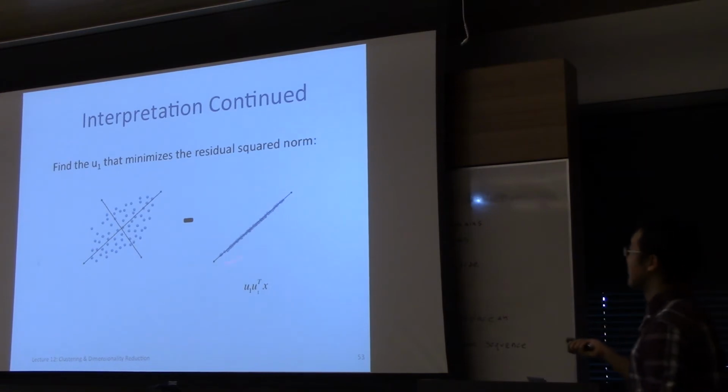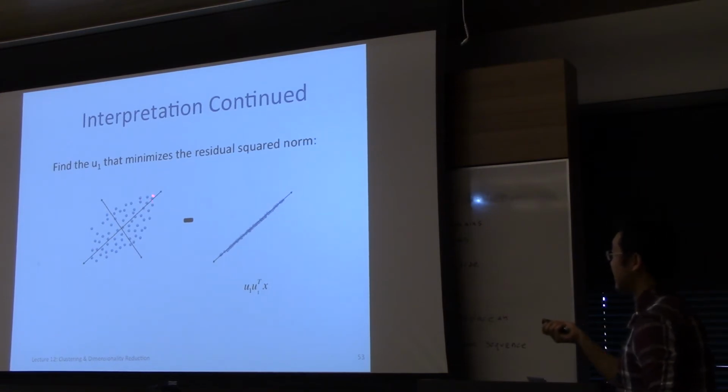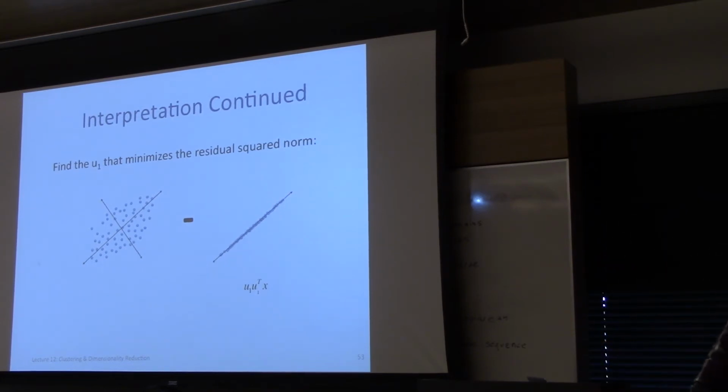This is the one that minimizes residual square norm. So residual square norm is just the distance between each of these points and its projection, right? So this. And this is easy to see in a two-dimensional case. It's much harder to see, of course, in a high-dimensional case.